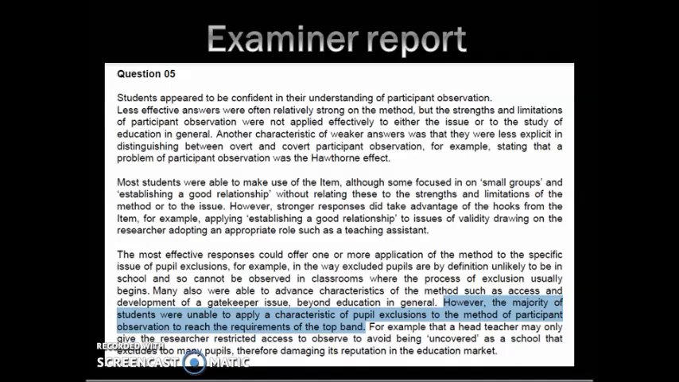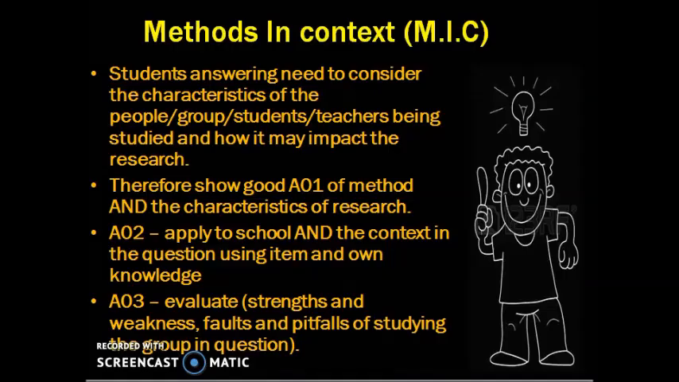Now, if you look at the examiner report, I've just highlighted it here, the majority of students were unable to apply a characteristic of pupil exclusions to the method of participant observation to reach the requirements of the top band, with the most effective responses only offering one or more applications. So, important to consider, you need to consider the characteristics of the group that you are studying. You need to have AO1 of the method and the characteristics of the research. Make sure you are applying to school and the context in the question, and evaluate strengths and weaknesses, faults and pitfalls of studying the group in question.